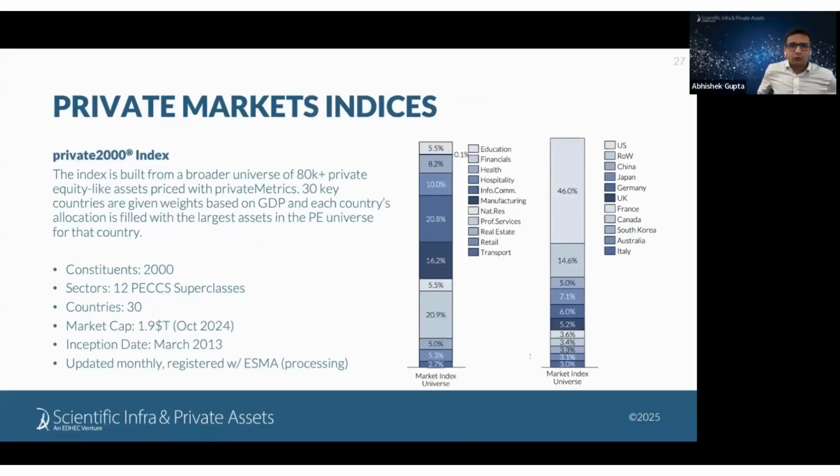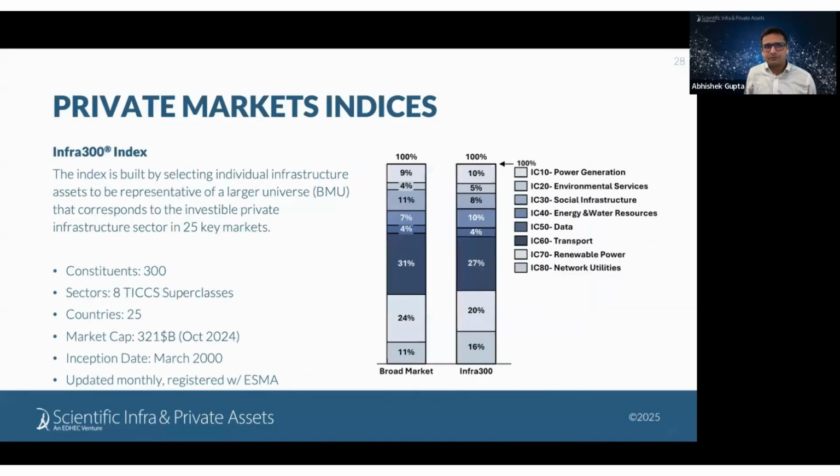This is a brief overview of the Private 2000 index. In the charts, you have its sector exposure and its geography exposure. You can see it's well diversified across the sectors. And while it's more allocated in the US, it also looks at the global view of private equities. In total, there are 2,000 constituents in this index, 12 industrial superclasses represented, 30 countries, market cap of 1.9 trillion. So a good representation of the private equities market.